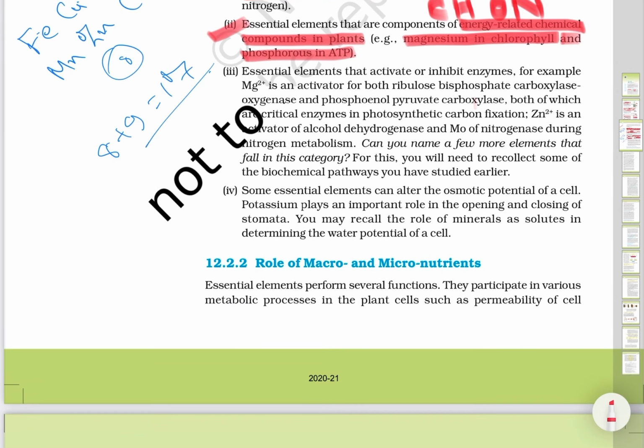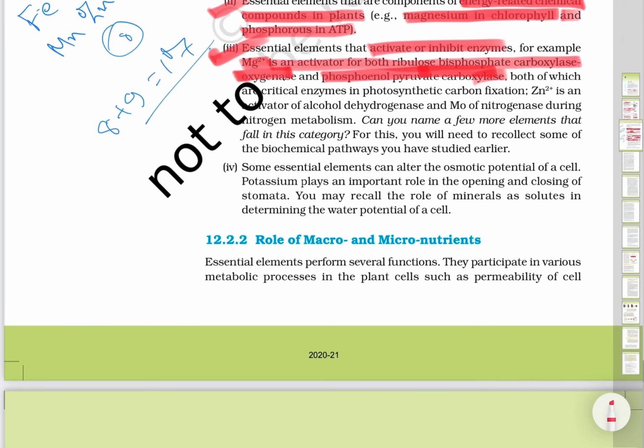Okay. Now coming to the elements that activate or inhibit enzymes. For example, magnesium is an activator of both ribulose bisphosphate carboxylase (rubisco) and phosphoenol pyruvate carboxylase. Okay, so the activator of rubisco and PEP carboxylase is the magnesium 2 plus ion. Zinc 2 plus is an activator of alcohol dehydrogenase, and molybdenum is an activator of nitrogenase.